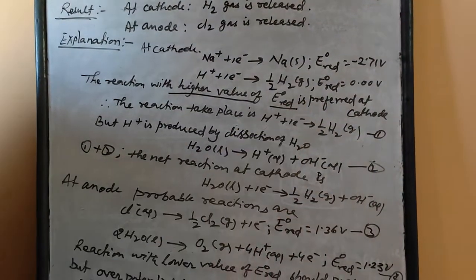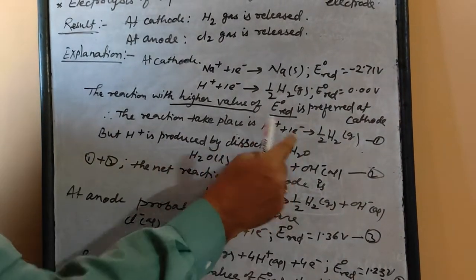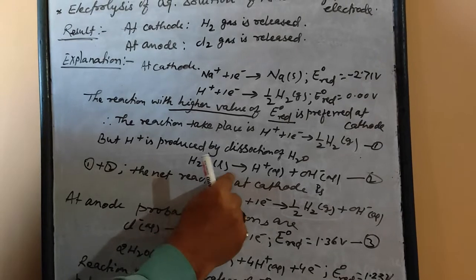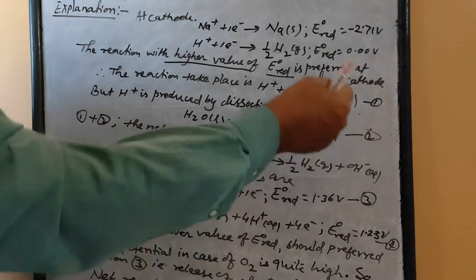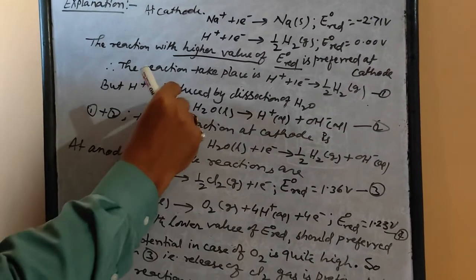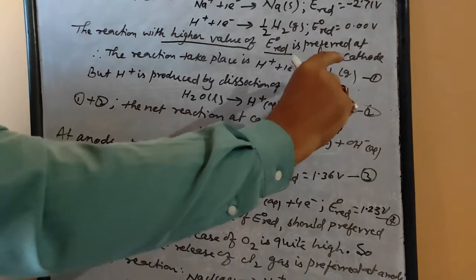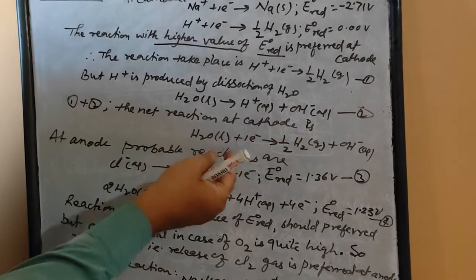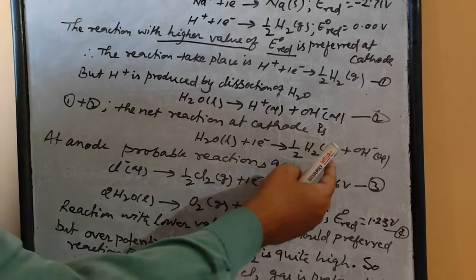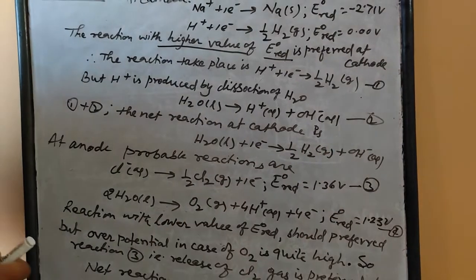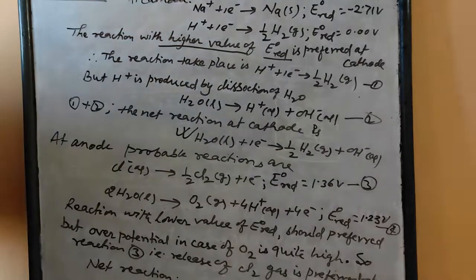Suppose this is equation number 1. Now, we get H plus, but H plus is produced by dissociation of water. So, H2O liquid gives H plus aqueous plus OH minus aqueous. This is equation number 2. Now, the net reaction at cathode is what? You add both the reactions. Then, what will be the net? H2O liquid plus 1 electron gives half H2 gas plus OH minus aqueous. This is the reaction which will take place at cathode.